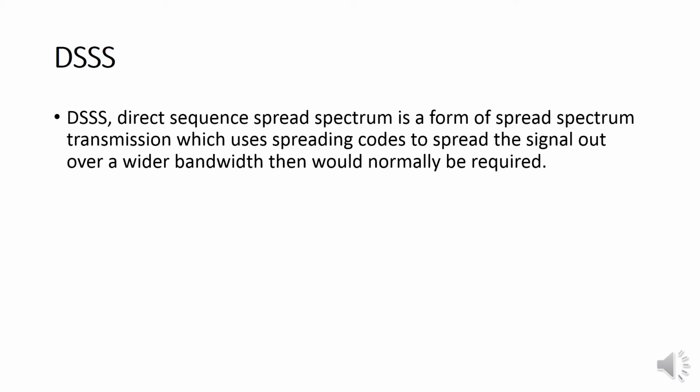DSSS is a form of spread spectrum transmission which uses spreading codes to spread the signal out over a wider bandwidth than would normally be required. Spread spectrum modulation provides protection against externally generated interfering signals with finite power.